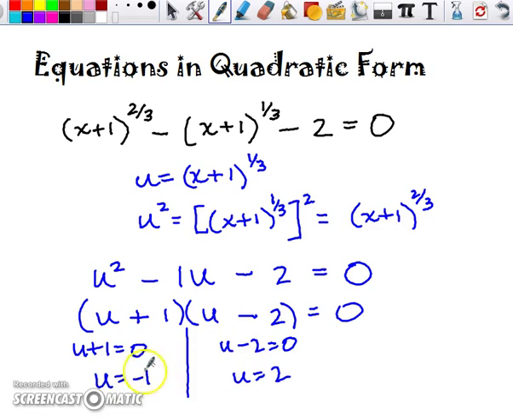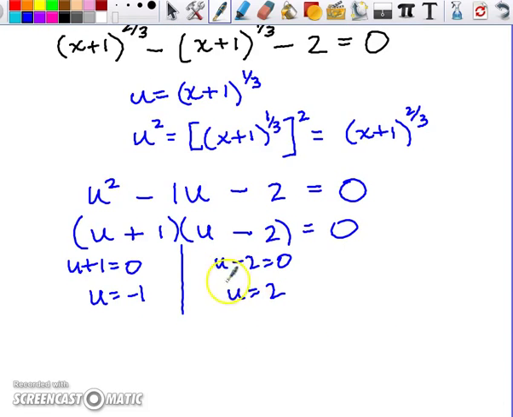These are not the solutions to this equation. We have to do one more step, and that is we have to take our value of u and plug it into our substitution. So I'm going to take x plus 1 to the 1/3 equals -1. See what I'm doing there? And we have to do it twice, since there are two solutions to this quadratic.